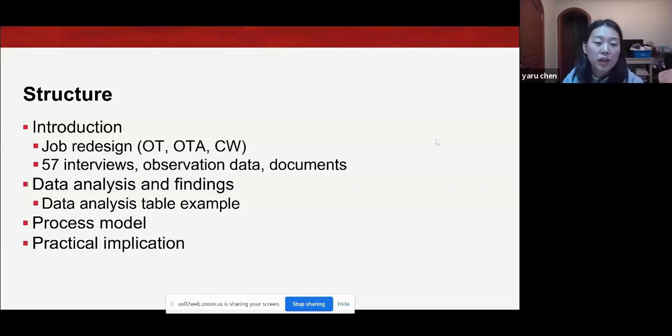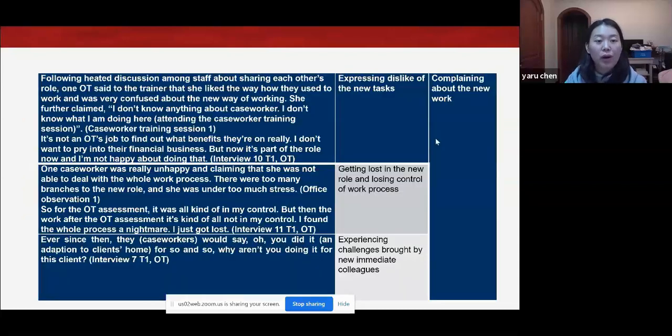I transcribed all the interviews word by word, the observation data was written up as well, and the documents were compiled together. Then we analyzed the data. I'll give you a few examples. From the original data, we abstract the meaning of the data, which comes to the first order analysis, in our case expressing dislike of the new tasks. From several first order analyses, we derive a more abstract level of meaning, such as complaining about the new work.